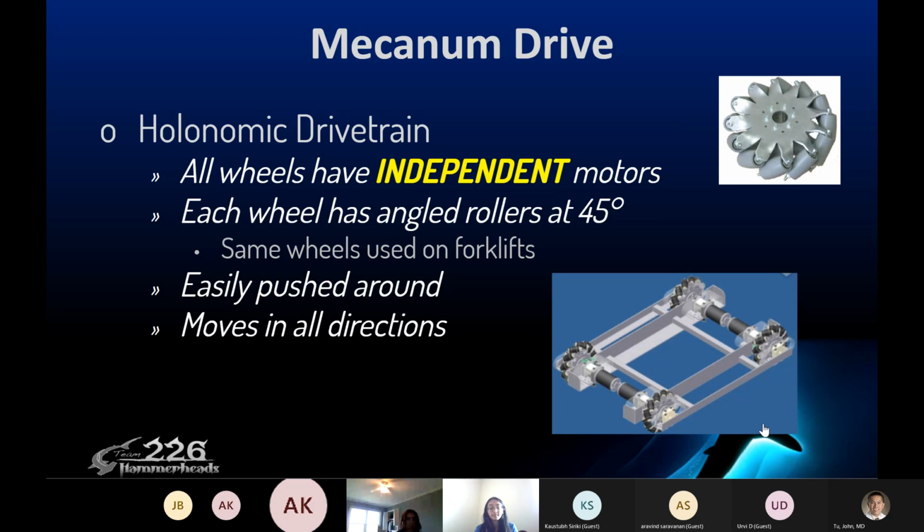Yeah. One type of holonomic drivetrain is a Mecanum Drive. The Mecanum Drive has 4 Mecanum wheels, each with its own motor, and each wheel has angled rollers at 45 degrees, which allow the drivetrain to move in all directions. But also because of these angled rollers, the drivetrain can also be easily pushed over.